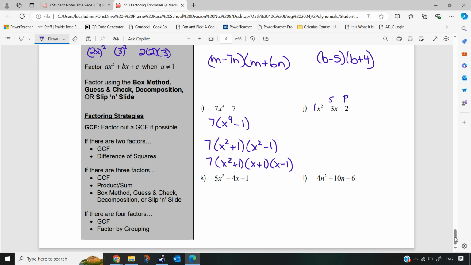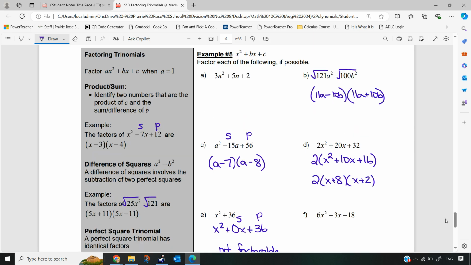J, notice that I have a leading coefficient of 1, so again I'm looking for product and sum. I want two numbers that multiply to be 2 that have a sum or difference of 3. So my factors of 2 are 1 and 2. And I have a negative product. That means I need opposite signs, and I want a negative 3. Well, there is no way for my 1 and my 2 to get me to a negative 3 if they're opposite signs. So this trinomial is not factorable.